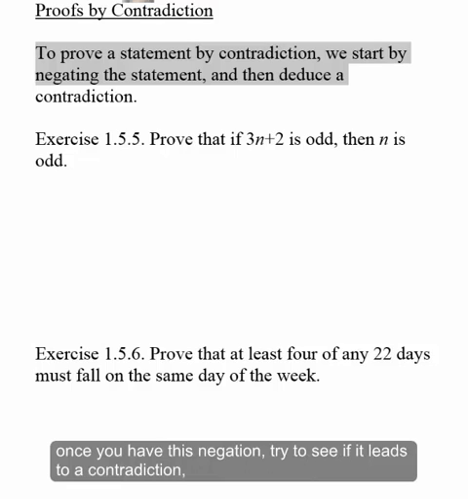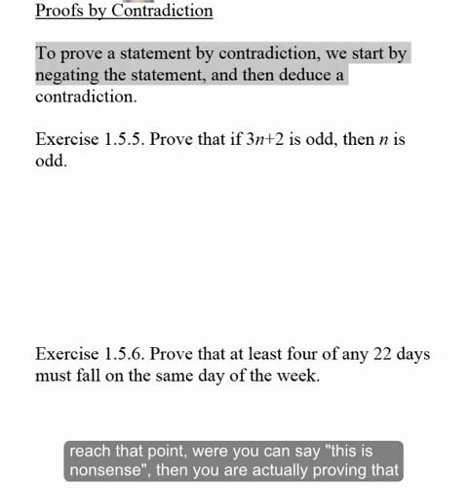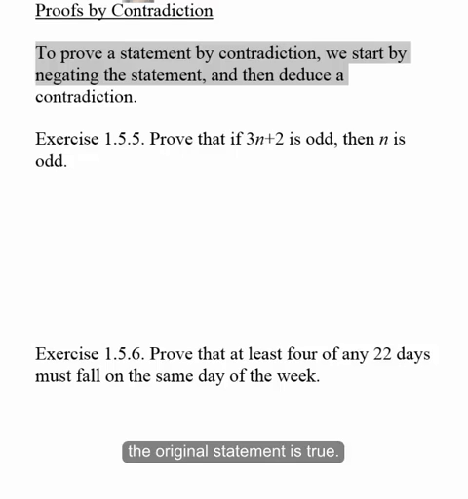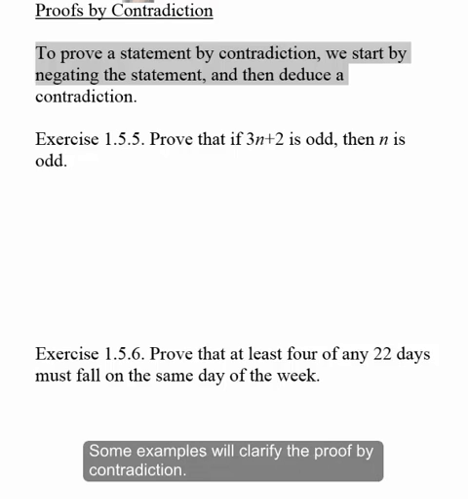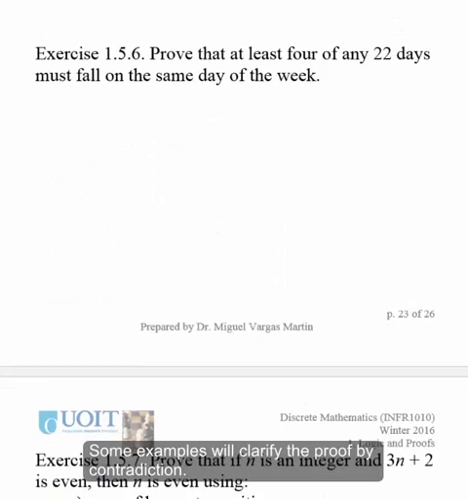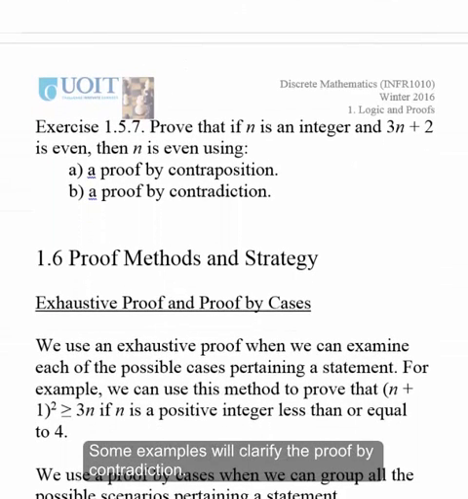So once you have this negation, try to see whether this leads you to a contradiction or to something that is absurd, that makes no sense. If you're able to reach that point where you say this is nonsense, then you're actually proving that the original statement is true. Some examples will clarify the proof by contradiction.